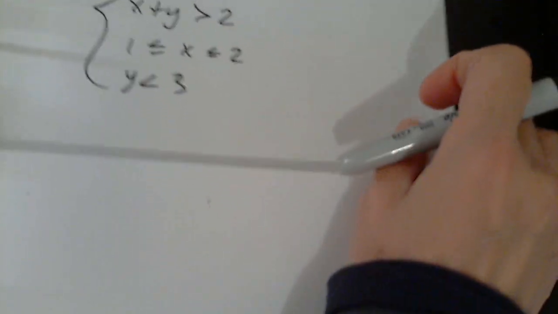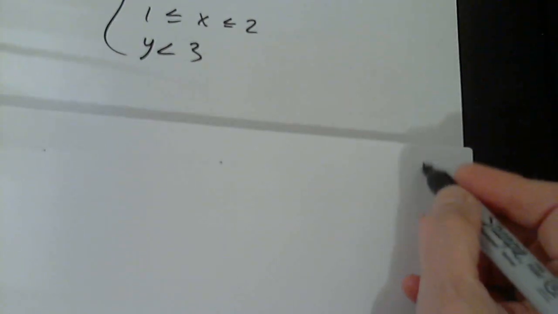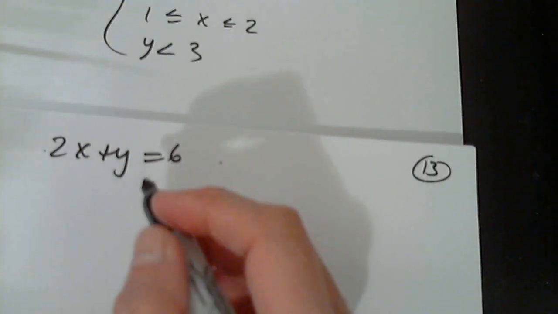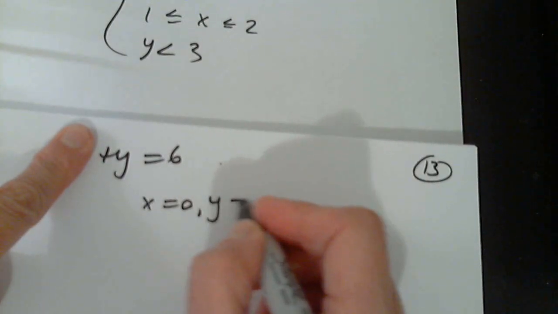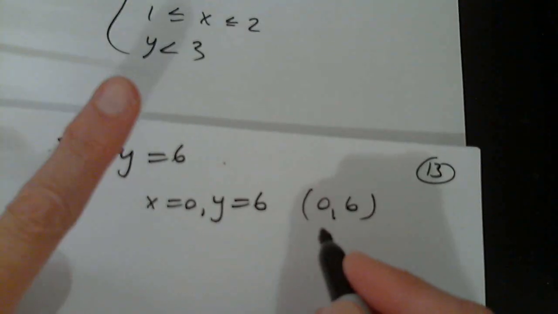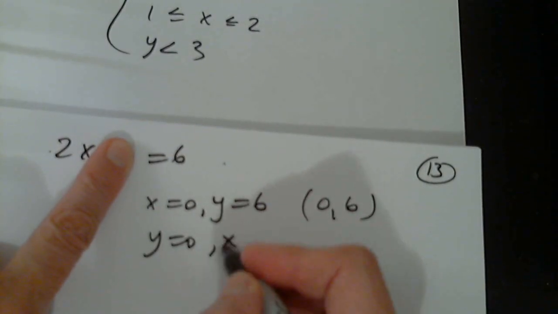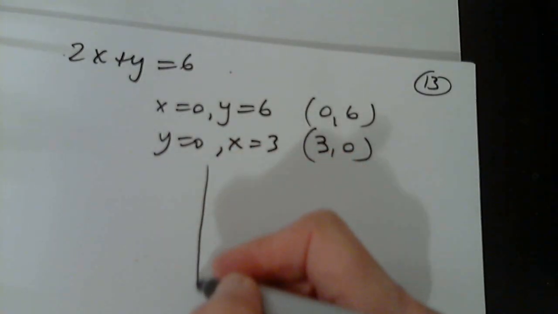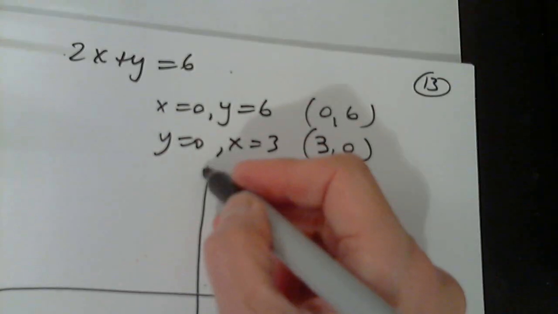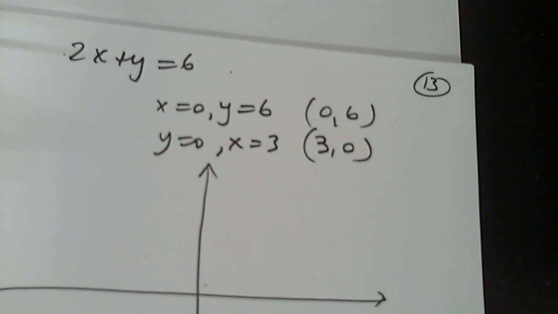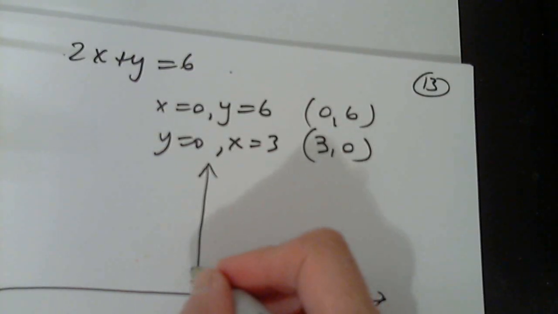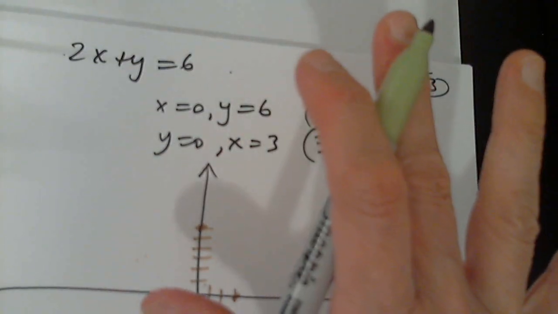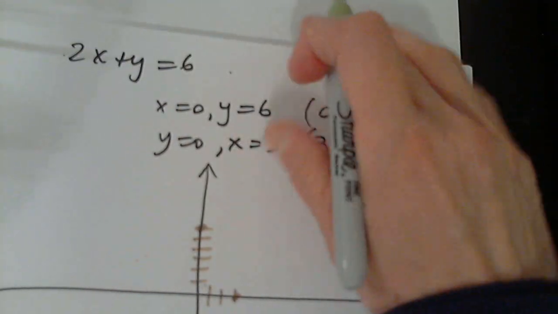I'm going to start with 2x plus y equals 6. When x is 0, y is 6. When y is 0, x is 3. Good, so I have the first equation. Those points are 0, 6 and 3, 0. There is an equal symbol, so it's fine.